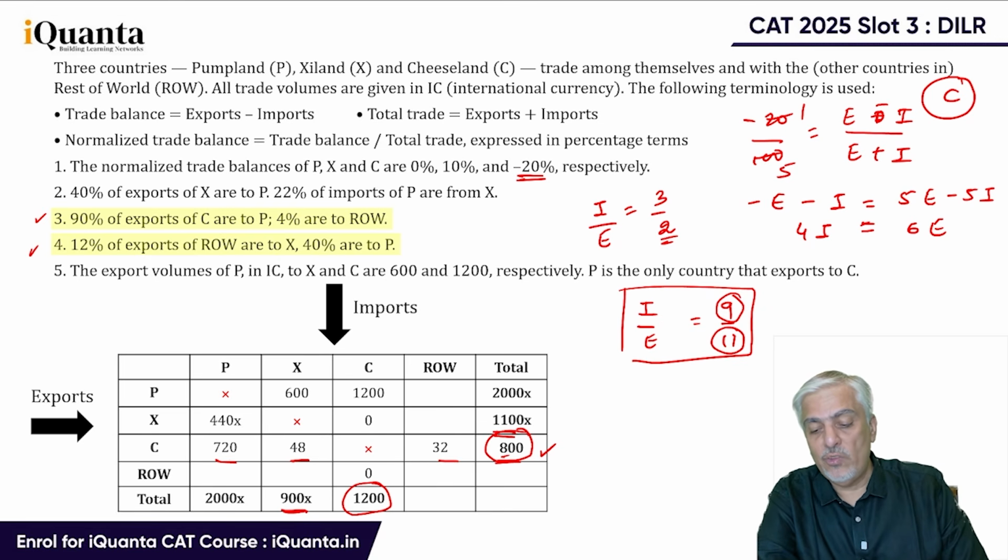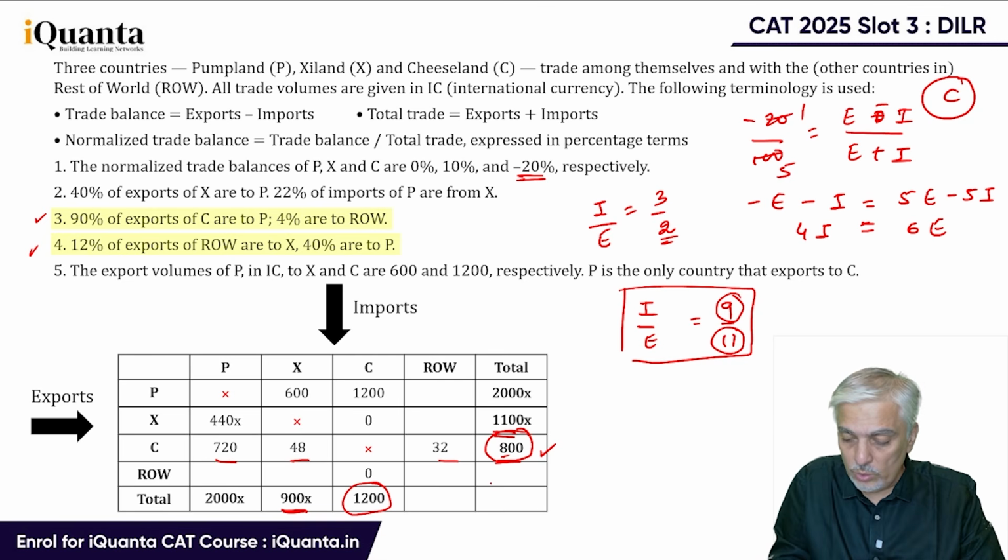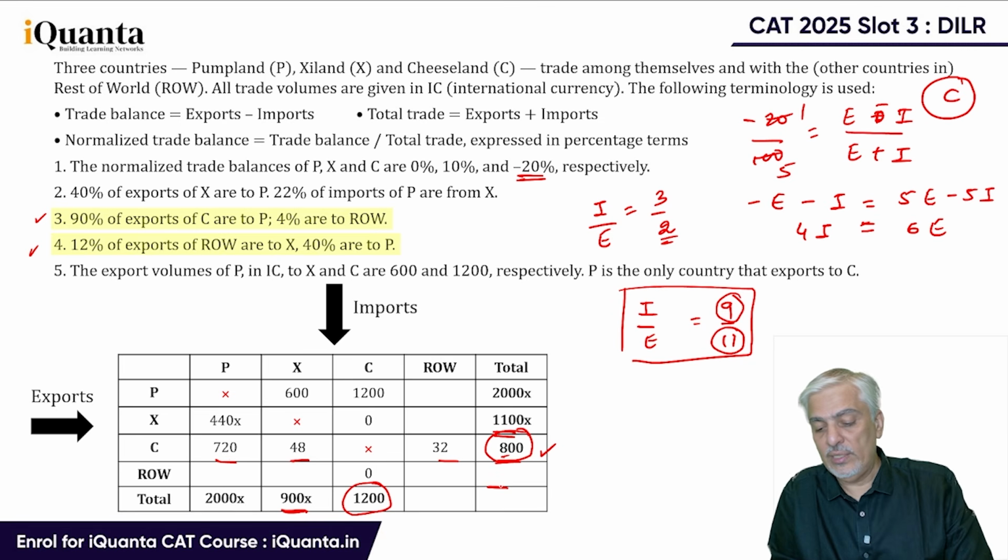12% of exports of ROW are to X and 40% to P. So I don't know this number, so I decided to take one more variable over here. I could have got it in terms of X only, but I just preferred 2 variables. That's the way I have done it. So this I decided to take 100Y. Now if this is 100Y, what will this one come out to be? What I said, 40% is to P, so 40Y. 12% to X, so 12% to X will be 12Y. And the remaining to its own countries, in the rest of the world countries only. So this will be 48Y, right?